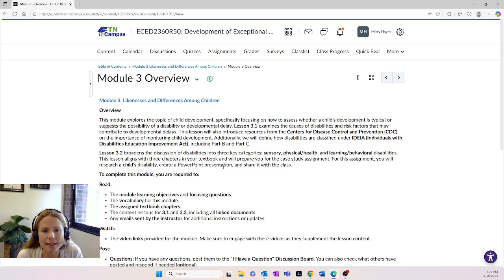The second lesson is going to really broaden the discussion of the different disability categories, specifically putting them into three categories: sensory, physical health, and then learning and behavioral disabilities. So this lesson 3.2 really aligns perfectly with the three chapters that you have to read in the textbook. And it's really going to help start you off in your first case study project, which is the disability PowerPoint or presentation, which we're going to talk about as well.